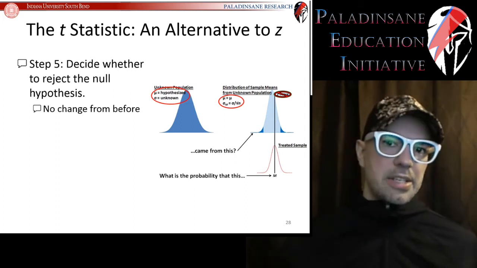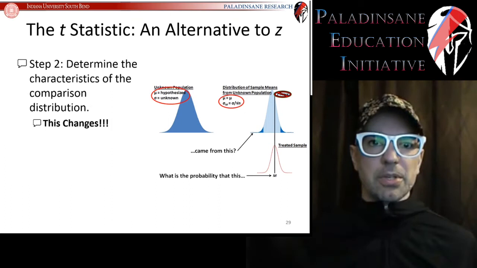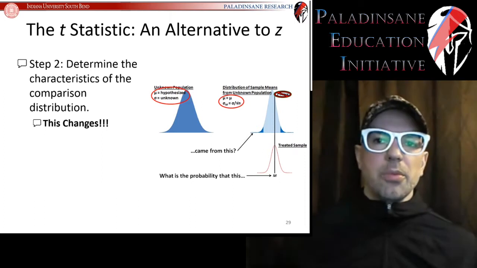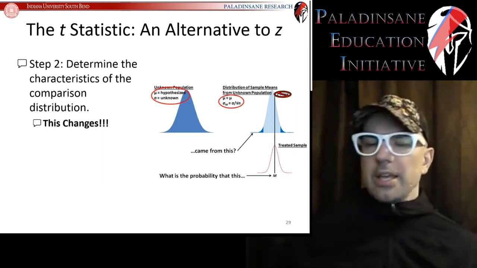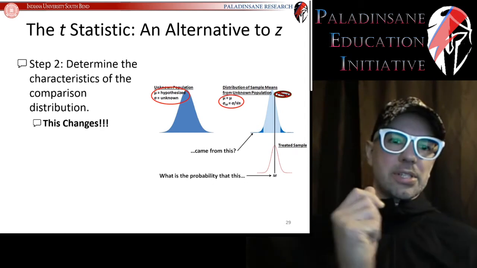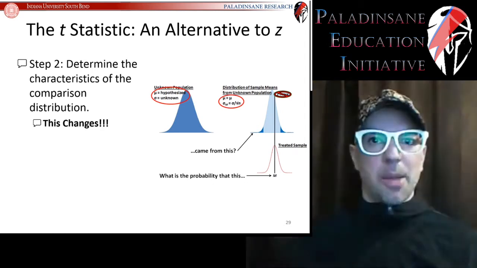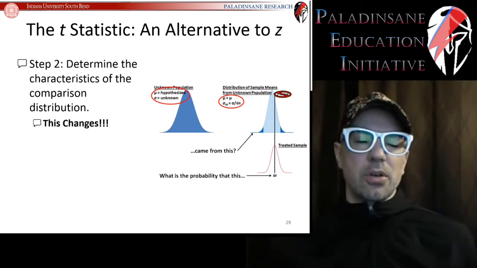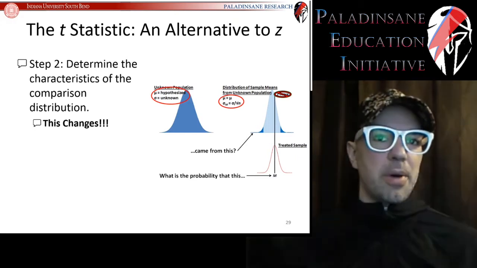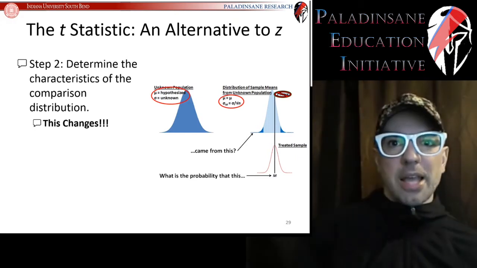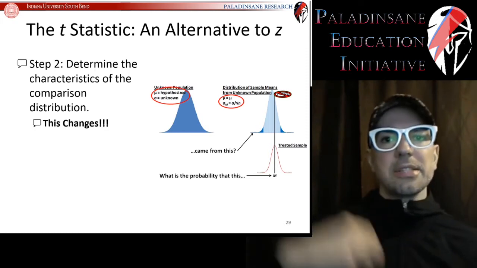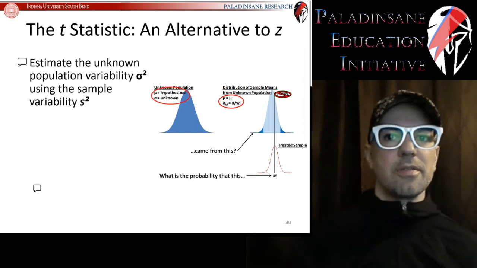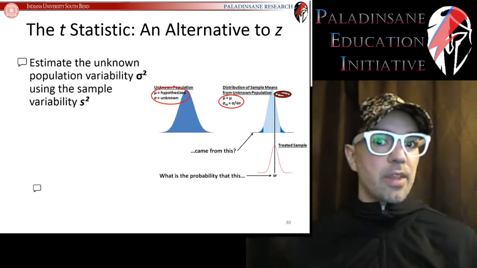All right, so let's take a look at what is actually changing. Step number 2, determine the characteristics of the comparison distribution. The move that we're going to use is to use our sample to estimate parameters about our population. Just like we were setting this up before, where you measure a sample so you know something about a population, since we don't know anything about our population, we do have our sample. So we can use our sample to estimate what we're missing from the population. Specifically, we're going to estimate our population's variability by using our sample variability.